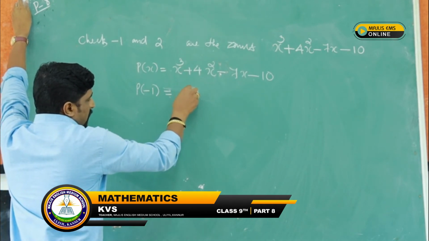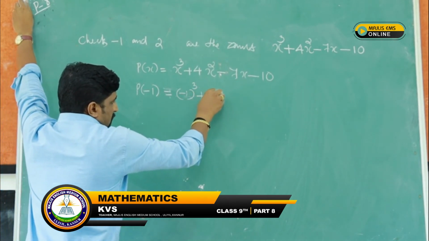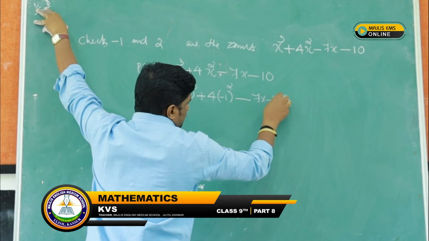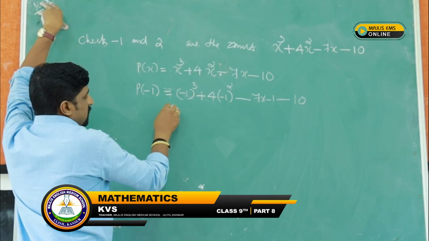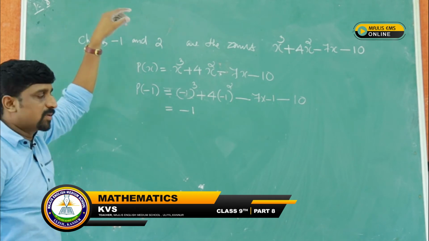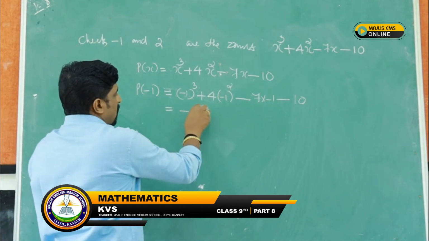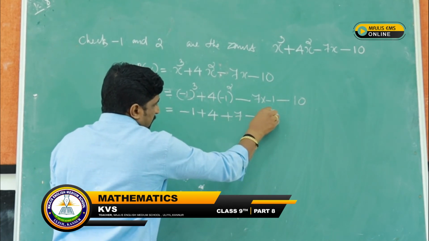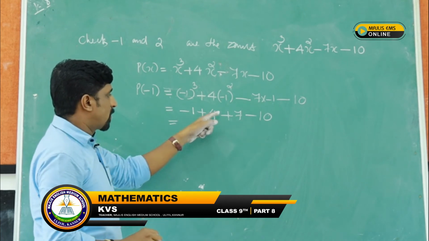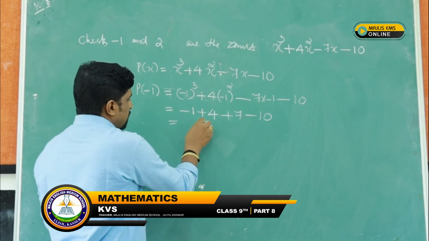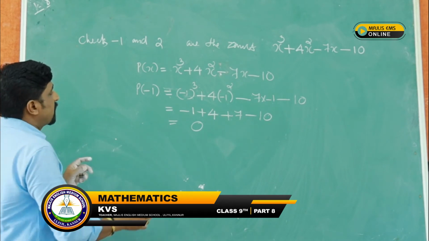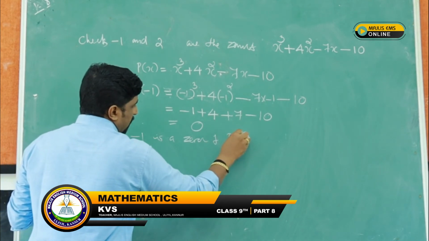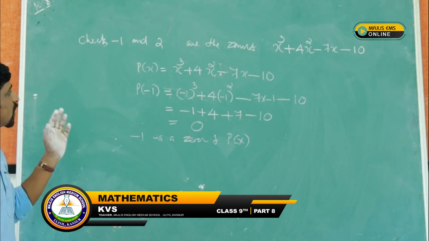Then p of minus 1 is equal to minus 1 cube plus 4 into minus 1 square minus 7 into minus 1 minus 10. Then minus 1 cube is minus 1 itself. Minus 1 square is 1, 1 into 4, 4. Minus 7 into minus 1 is plus 7, minus 10. After that 4 plus 7, 11. 11 and minus 11, it becomes 0. Answer we got 0. After that we can conclude minus 1 is a 0 of p of x.